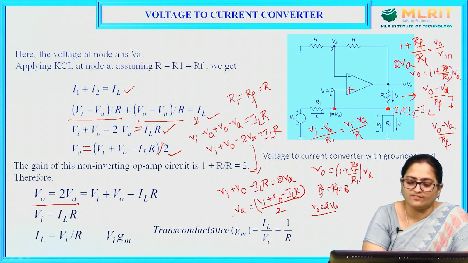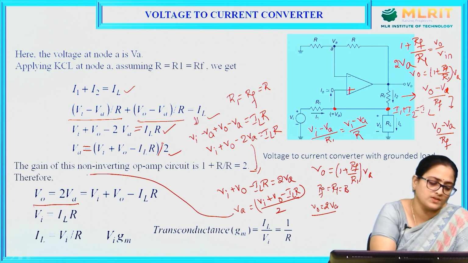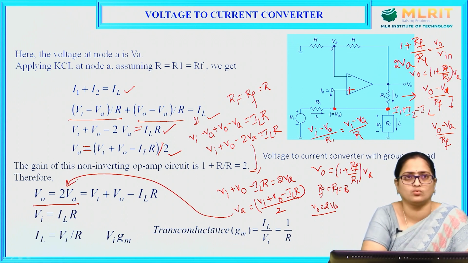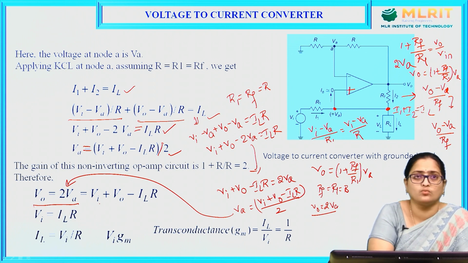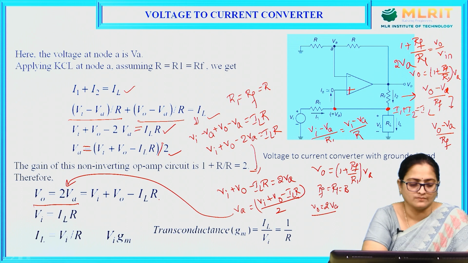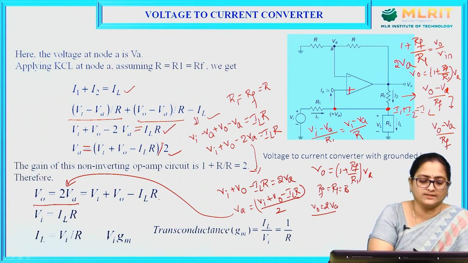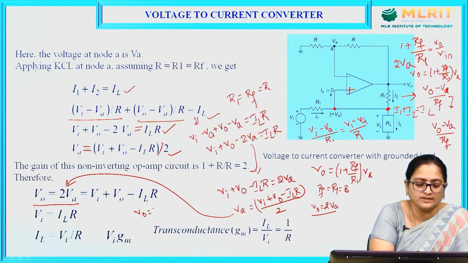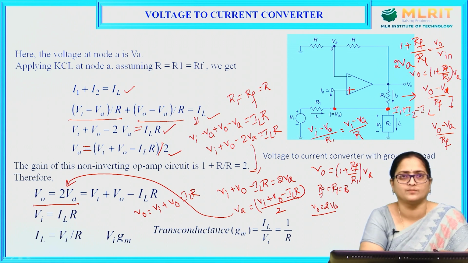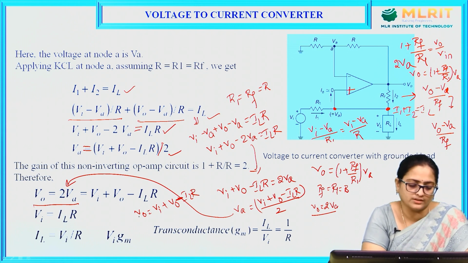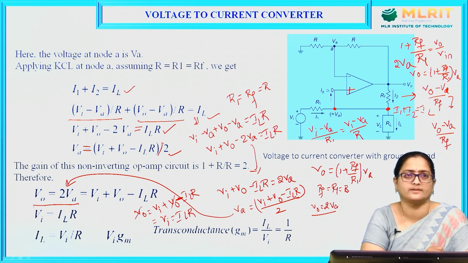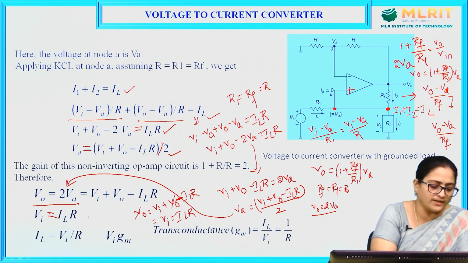But we have determined VA as VI plus V naught minus IL R divided by 2. Substitute this VA in V naught is equal to 2 VA. You will be getting an equation as V naught is equal to VI plus V naught minus IL into R. Here, if you look at the plus V naught, it cancels out and we can write VI is equal to IL into R. So, VI is equal to IL into R.